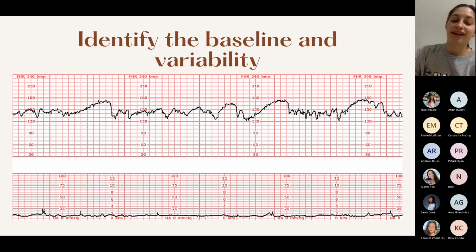Now we're going to have you identify the baseline and variability. I know it's hard to see on the screen, so I'm not asking for a specific baseline, but if you want to put in the chat or unmute your mics, tell me what the variability is, and if the baseline is normal, bradycardia, or tachycardia. You can throw that in the chat. I'll give you a few seconds.